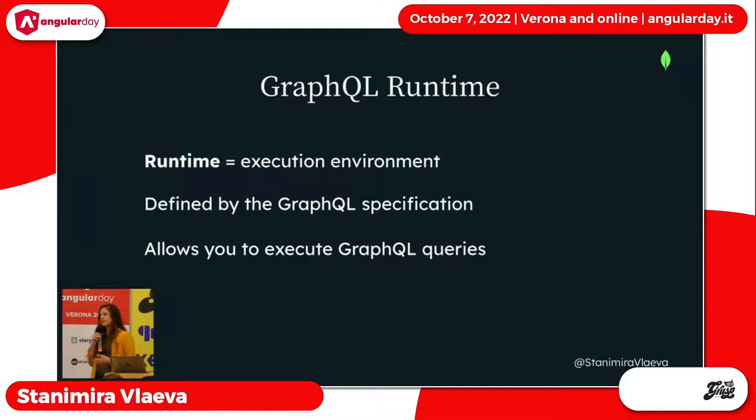The other part of the definition is the runtime. And in this context, runtime means the execution environment in which we are executing our queries. This is defined by the GraphQL specification. We won't write our own API today because, first of all, we're at the front-end conference, and second of all, because my company offers an out-of-the-box solution for an API, so I'll show you that naturally.